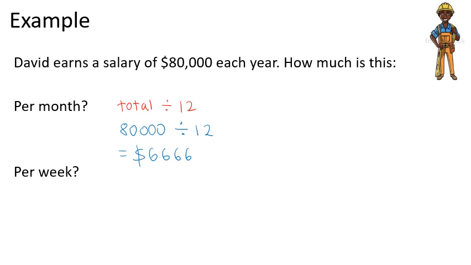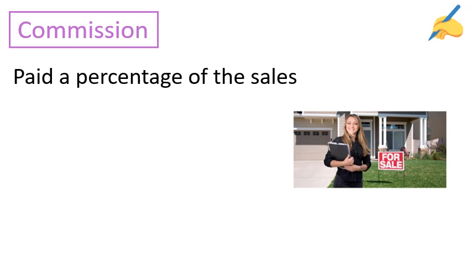And then per week, it's the total divide by 52. So 80,000 divide by 52. Pop that in the calculator, which was $1,538 per week.